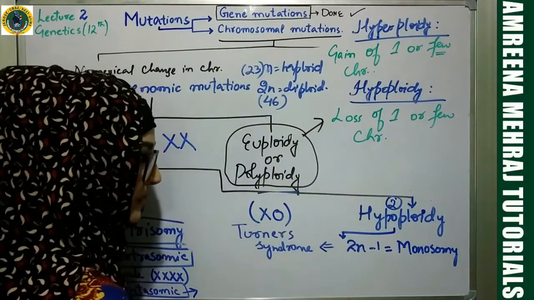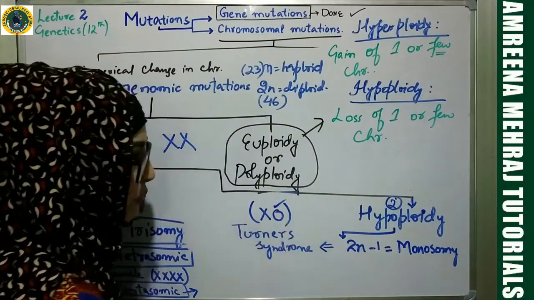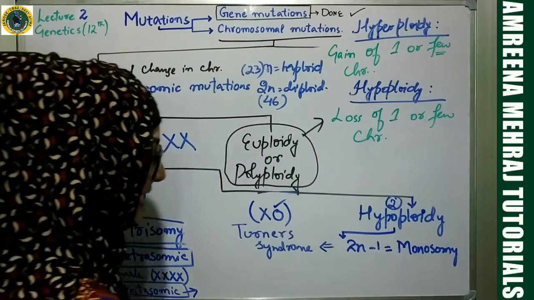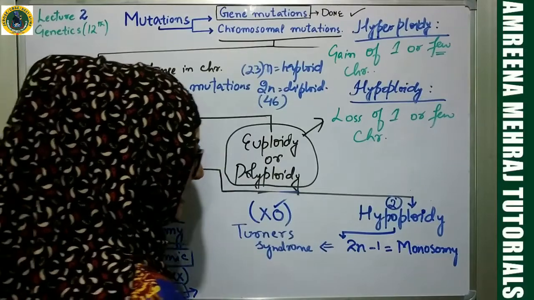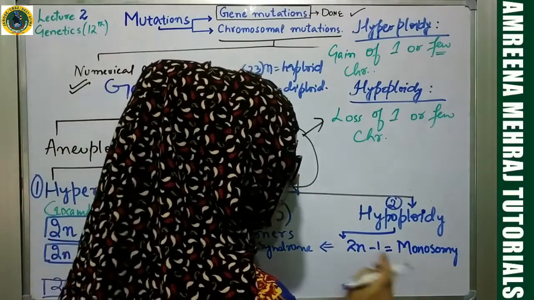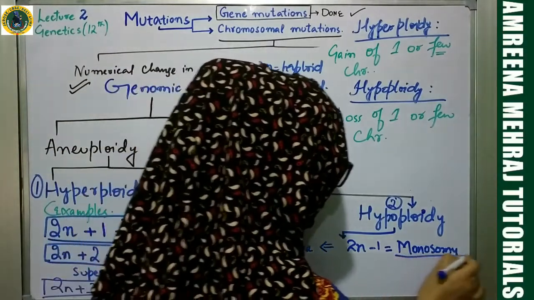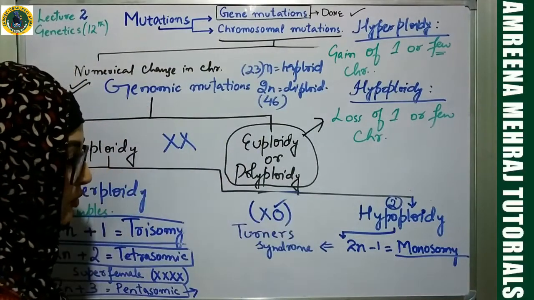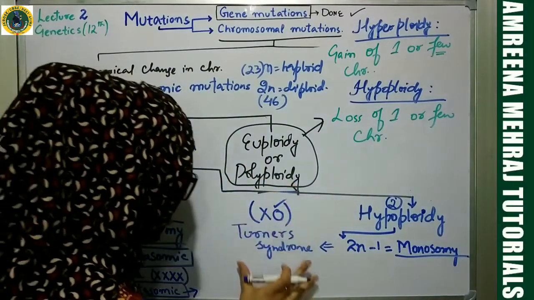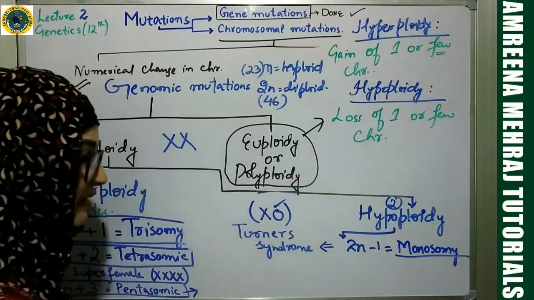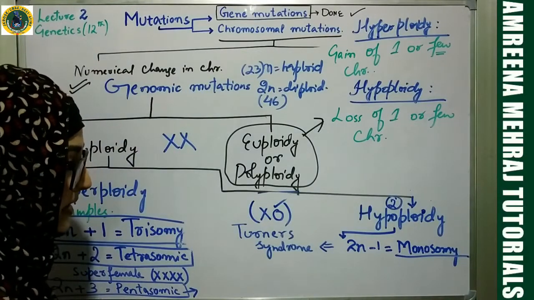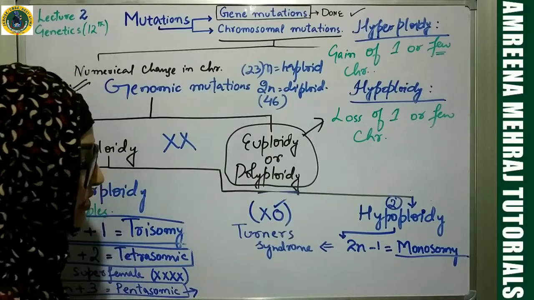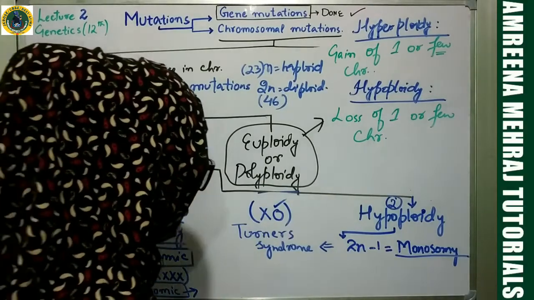This female will not be a normal female because she is lacking one X chromosome. The condition is hypoploidy because one chromosome is lost. The representation is 2n minus 1. You can call this female a monosomic female because one of her chromosomes is lost. This condition is given the name Turner syndrome. I will teach you about the main characteristics of females with Turner syndrome ahead once we start genetic disorders.